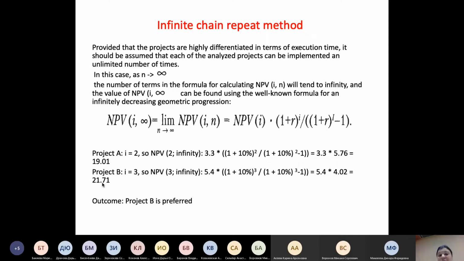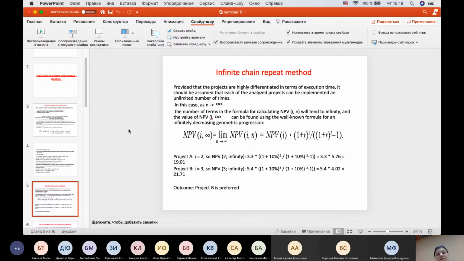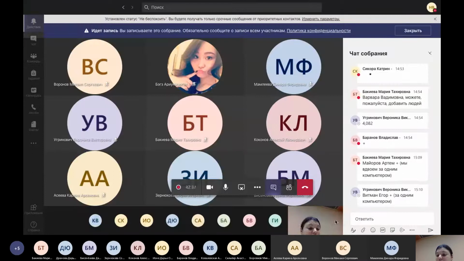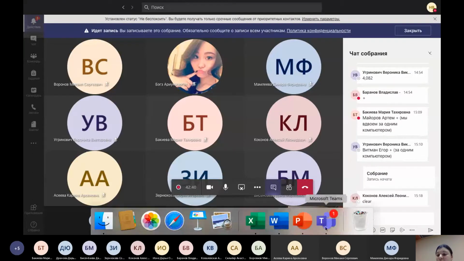Is this method clear? Or perhaps there are any questions on the previous method, if questions appeared? Dear colleagues, is this method clear? All good? Let's continue. Clear, good, thanks a lot.